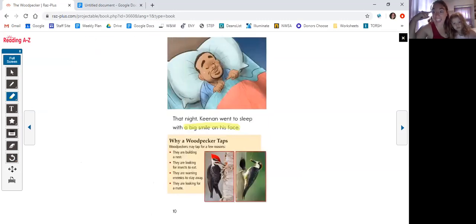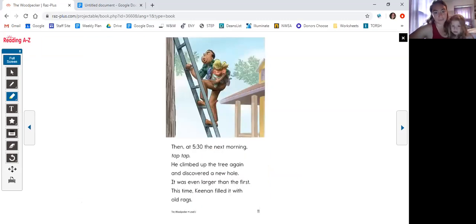So that makes me think, I know that Kenan is happy and I know that he covered up the hole. So that makes me think that Kenan thinks the woodpecker went away. Kenan thinks that the woodpecker went to a different tree and that he can sleep soundly. He can sleep peacefully. Let's see if that happens.